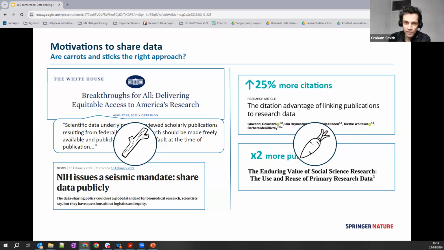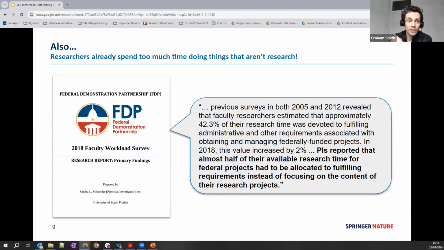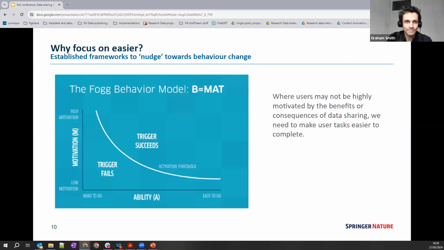You know, all of this hinges on researchers being highly motivated by either the carrots or the sticks to be able to actually change their behavior. And also bear in mind that this FDP report from 2018 determined that PIs, so researchers, might be spending up to half their time really just managing policy compliance as opposed to performing research. So we're thinking about motivations in this case, but another way to look at this is we actually need to make these practices around open science more accessible.